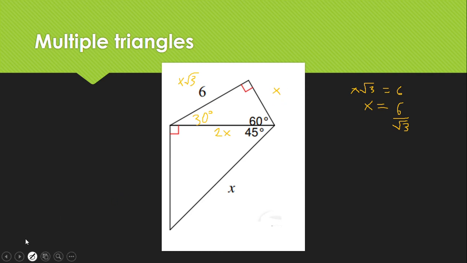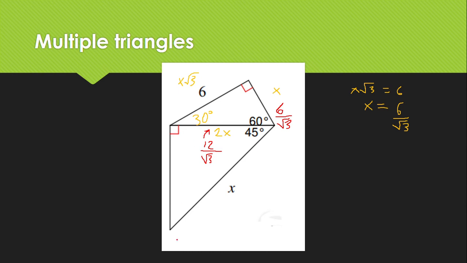Now, keep in mind, that's this side over here. I'll change colors to write those in. So this side is 6 divided by the square root of 3. And then this hypotenuse is 2x. So it's going to be 2 times 6 over root 3, or 12 over root 3. And that's this long side here.